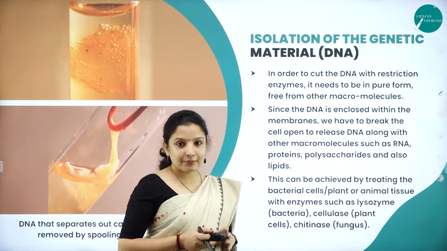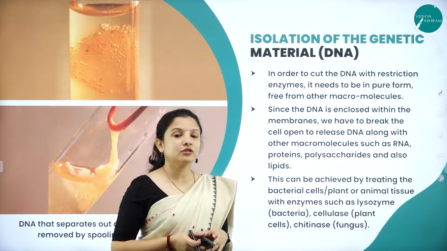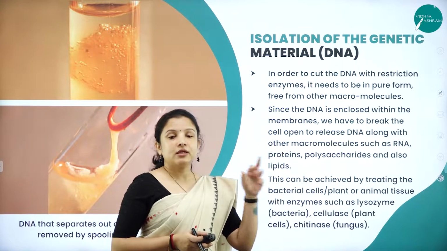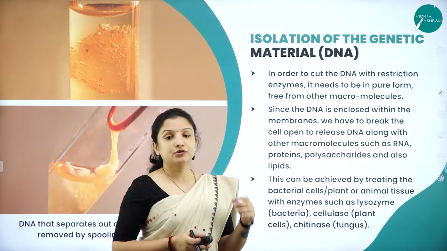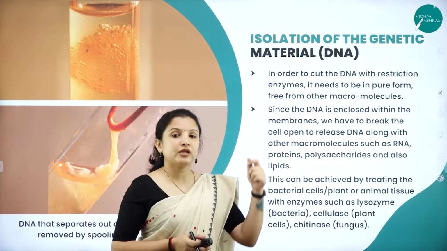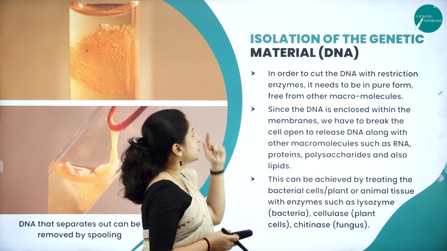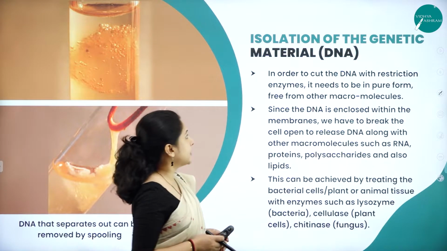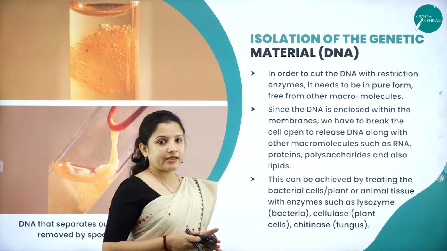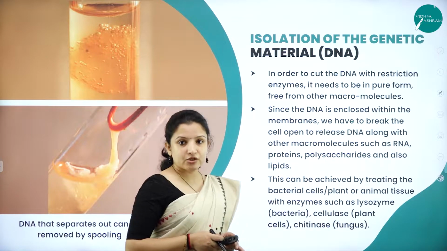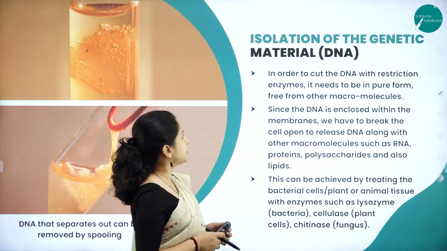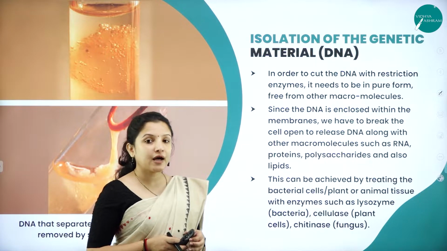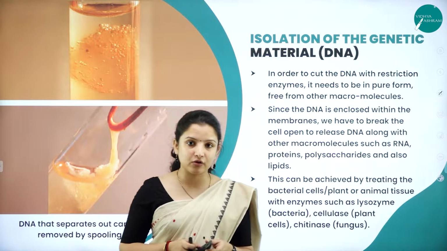The first step in recombinant DNA technology is that we need DNA. For that we need to get the DNA from another organism. So to get the DNA, what do we need to do? We need to isolate the DNA. That is the first step: isolation of the genetic material, that is the DNA. Here, to isolate also, we need to cut the DNA strand. In order to cut the DNA with restriction enzymes, first the DNA has to be pure, right?